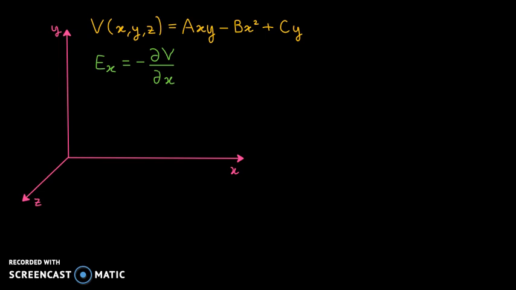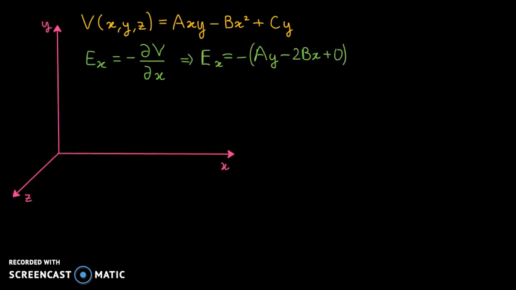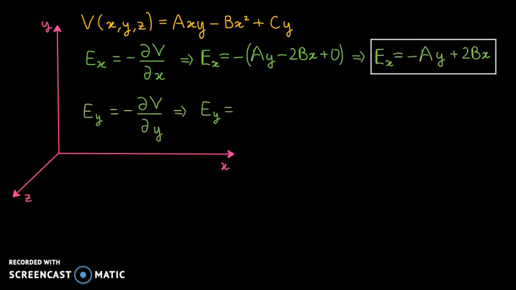So here's the answer. We have the overall negative sign, and then we take the partial derivative of each term one by one. The first term is axy. The derivative with respect to x is simply a times y. And then negative bx squared, the derivative of x squared is 2 times x, so that makes negative 2 times bx. The last term, c times y, has no x in it, so that's constant with respect to x, so its derivative is equal to 0. Let's simplify this expression.